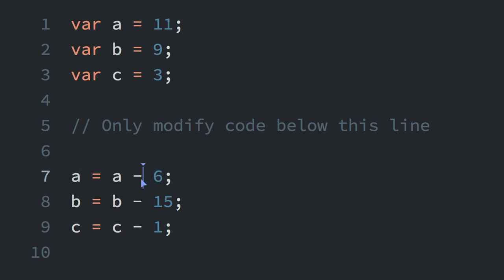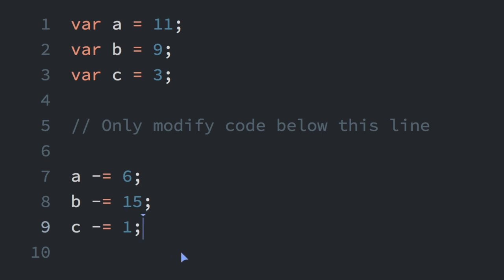Instead of a equals a minus 6, we can do minus equals. This is just a shortcut that JavaScript has that means the same thing. That means a equals a minus 6, but it's just shortened. Same here, so we can do minus equals 15. C equals c minus 1, we can do c minus equals 1. So it just subtracts the number from the original value and then assigns that new value to the variable.